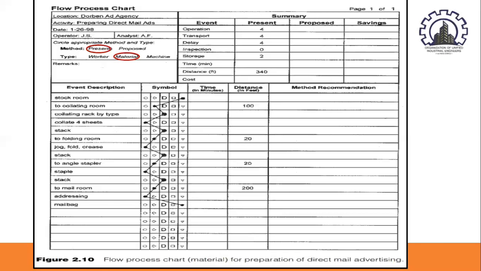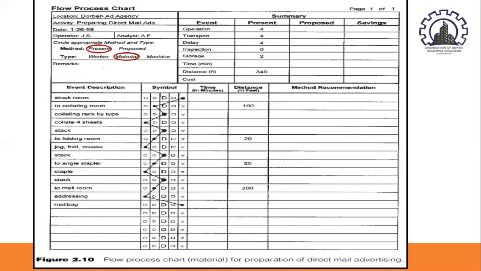Okay, next is collating rack by type. Now, if we see collating rack by type, the material is being delayed. So that is why you highlighted capital letter D. Next, collate 4 sheets, meaning the material is being processed by the operator. So that is why you encircled a circle. So on and so forth. Anything that has distances traveled, you need to measure that one.